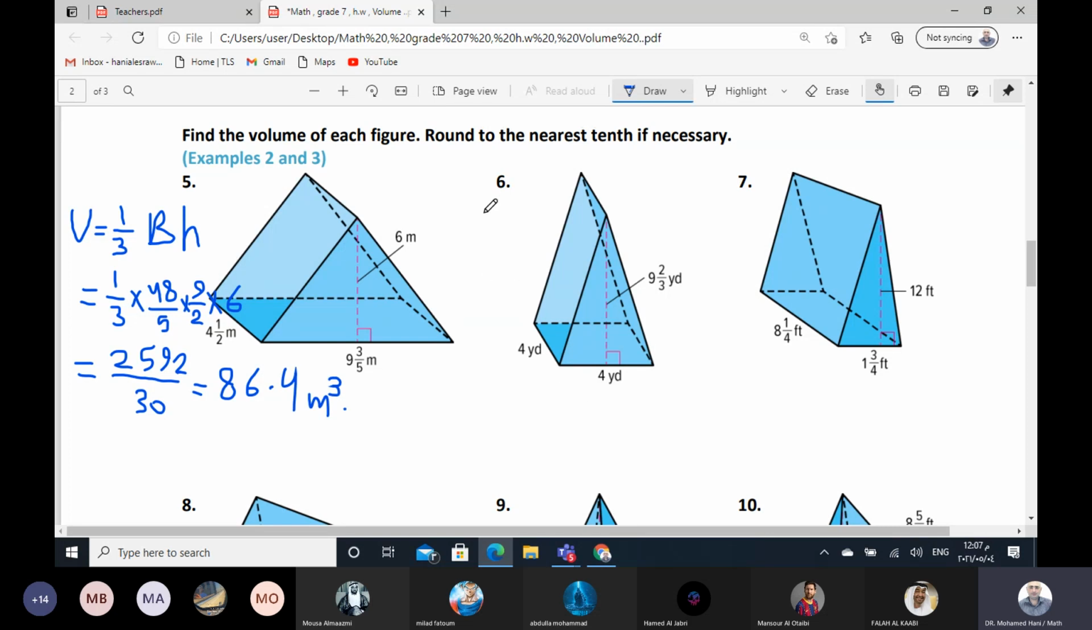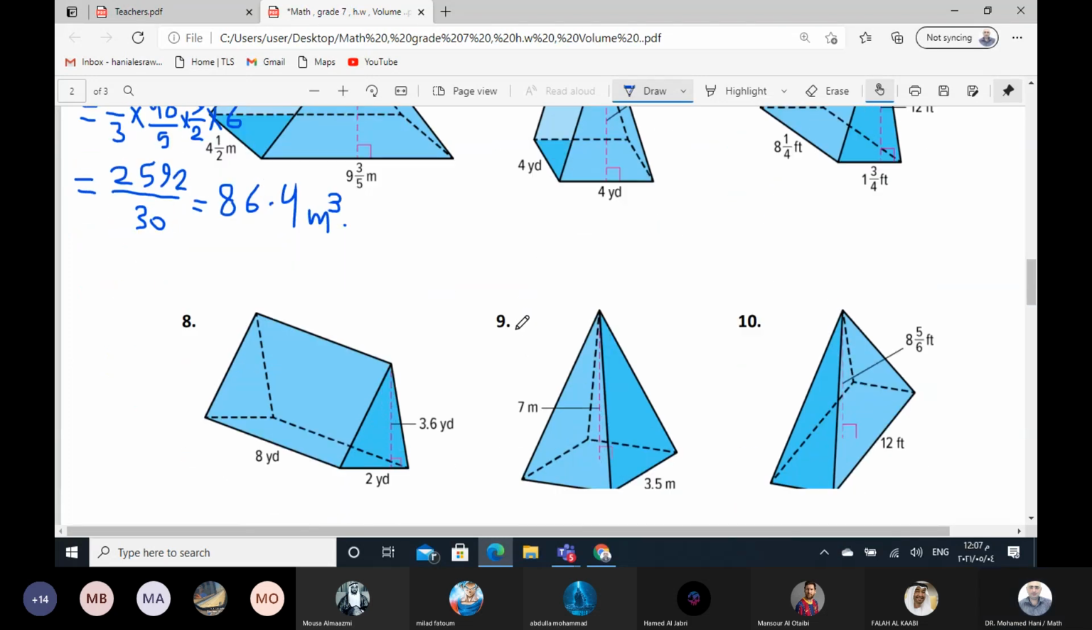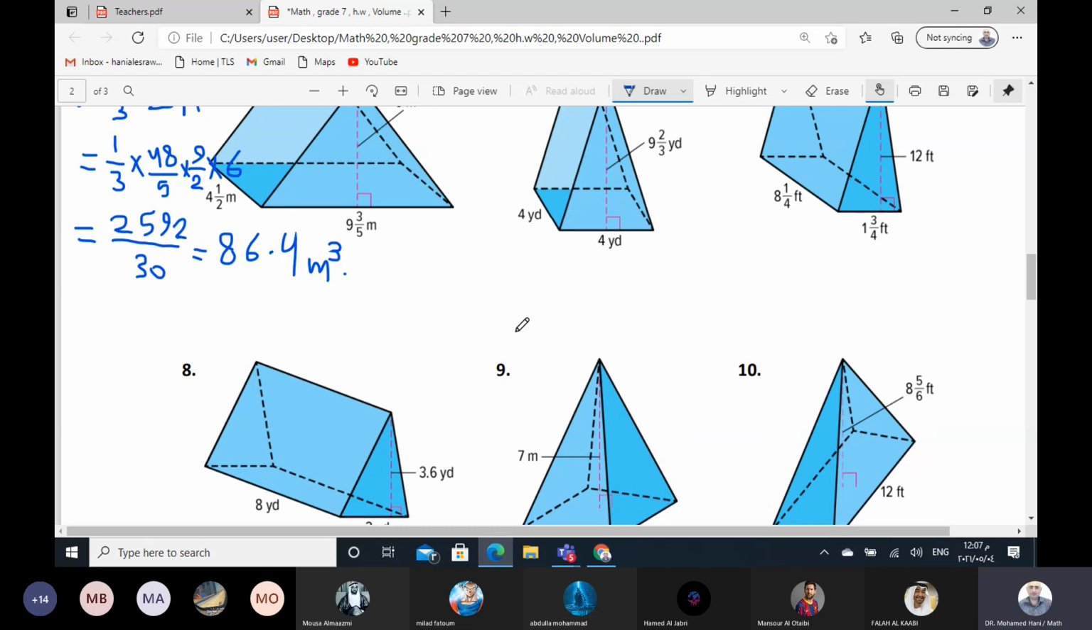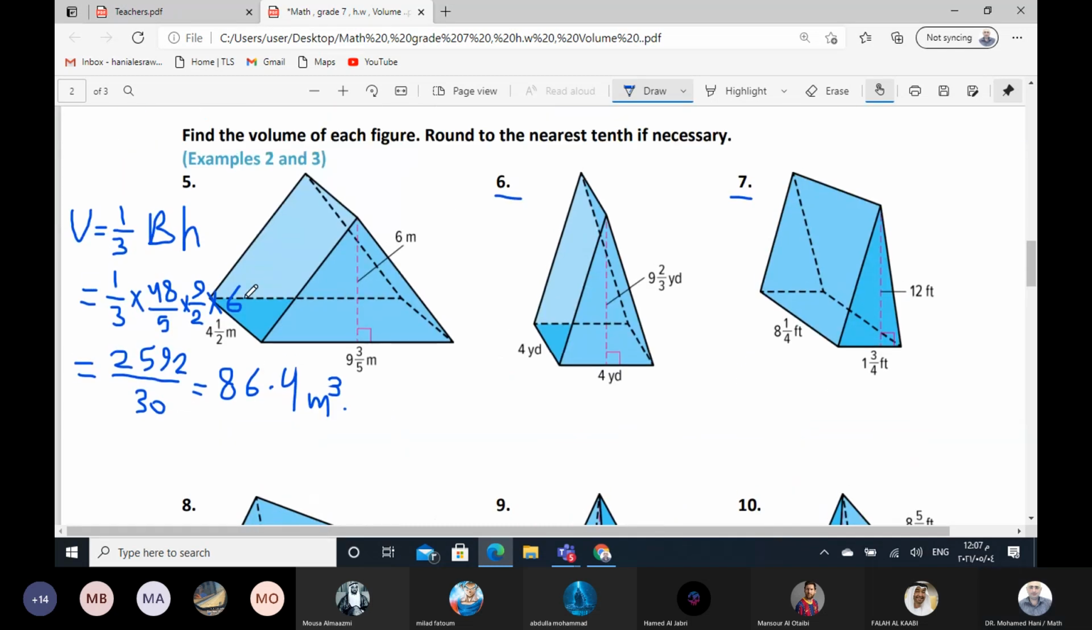Number 6 and number 7, the same idea of number 5. Now number 8, we have a prism. Numbers 5, 6 and 7 we have pyramids.